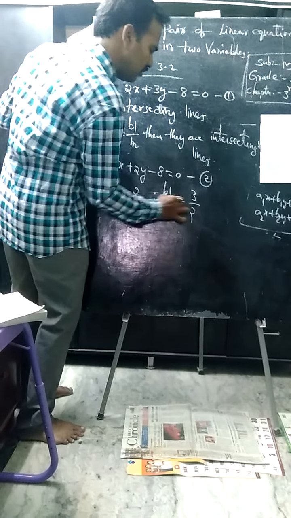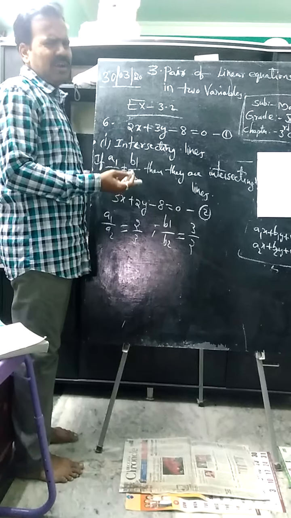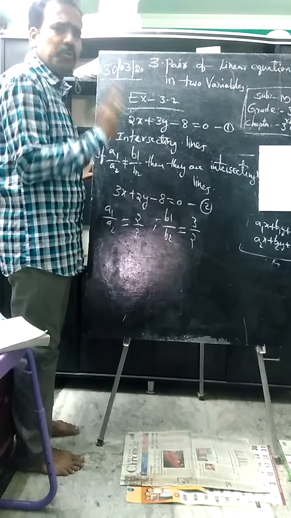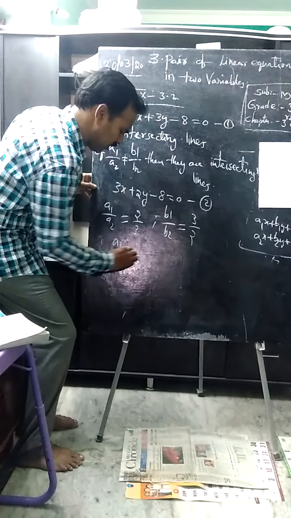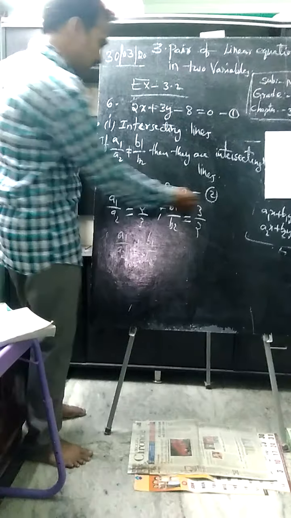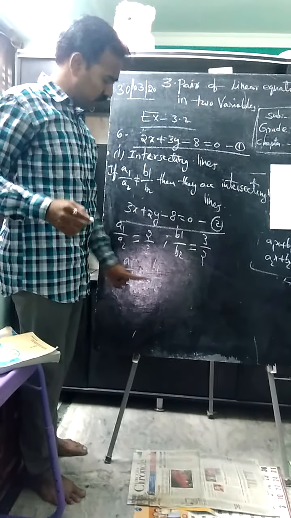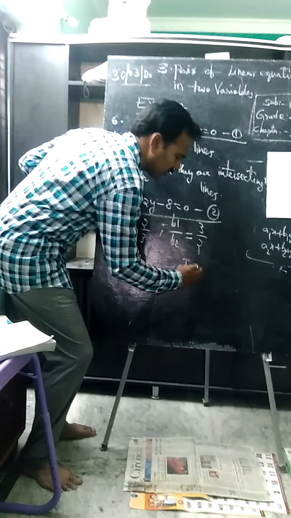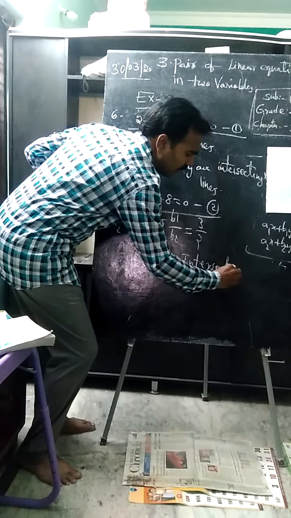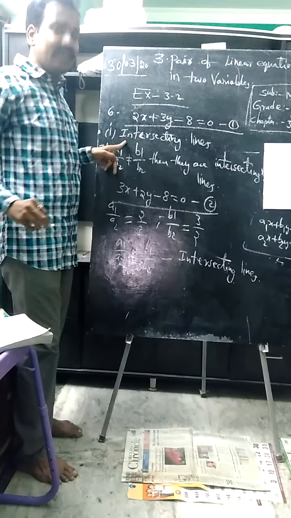Are they equal? No. But there is no rule to take it like this. You can assume your own equation which satisfies this condition. For example, if you take the same equation, that is also not wrong. It is up to you. a1 by a2 is not equal to b1 by b2, so they are intersecting lines. So equation 2 and equation 1 are intersecting lines as they follow this condition, a1 by a2 not equal to b1 by b2. So we wrote our own equation which satisfies the condition of intersecting lines.